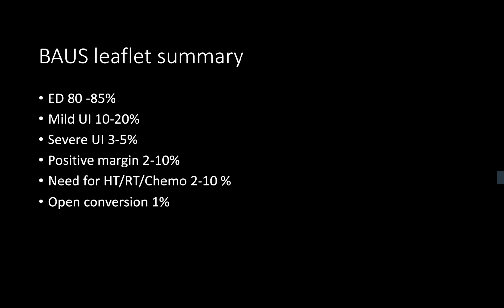Okay, you can use the BAUS information leaflet. The values are slightly different. Erectile dysfunction could be up to 80 to 85%. Mild urinary incontinence 10 to 20%. Severe urinary incontinence 3 to 5%. You need to include chances of positive margin 2 to 10%. You can use the nomograms for that. You can include the need for possible hormone treatment, radiotherapy or chemotherapy at a later date, 2 to 10%, and the rare possibility of open conversion, 1%.